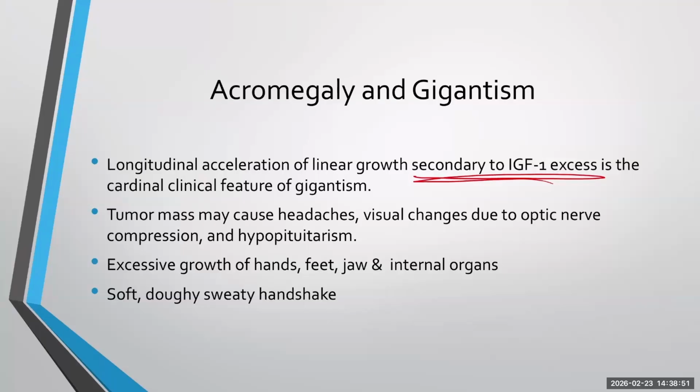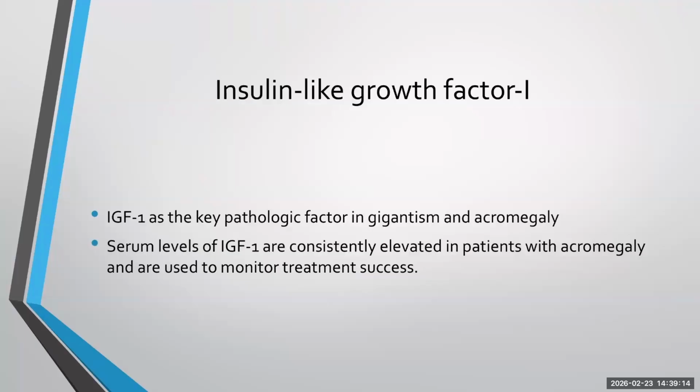The tumor may cause headaches, visual changes from optic nerve compression. So they start getting that bitemporal hemianopsia as well, that tunnel vision. Excessive growth of your hands, feet, jaw, and the internal organs as well. They get big. Soft, doughy, sweaty handshake where your hand disappears in their hand, that type of thing. So IGF-1 is the key thing we're looking at when it comes to patients with acromegaly, and that's the marker that we look for treatment.